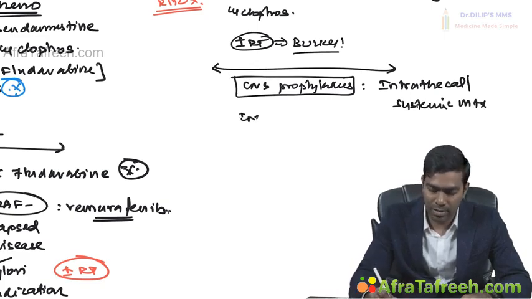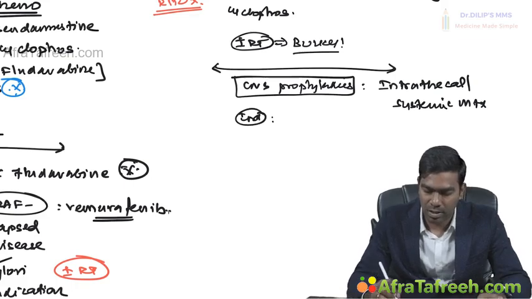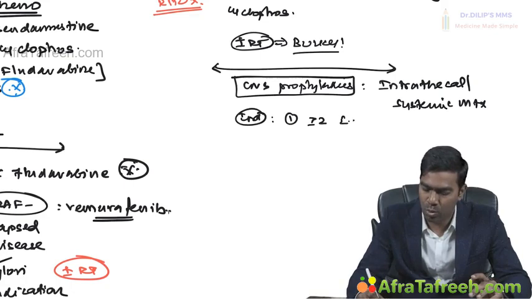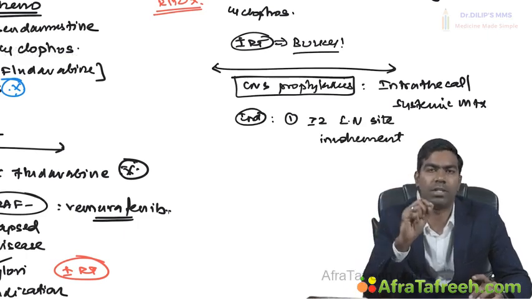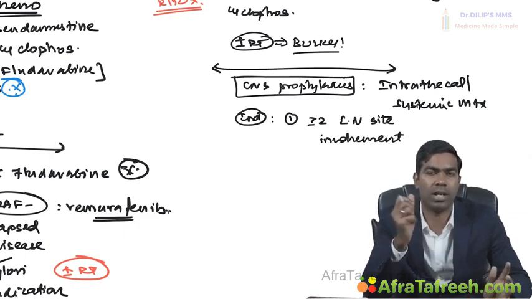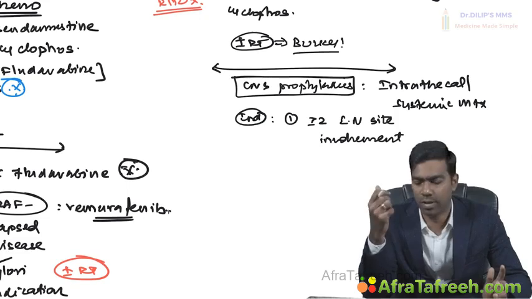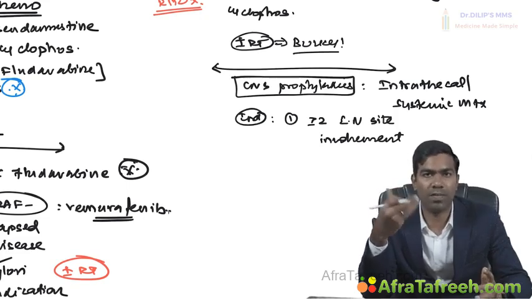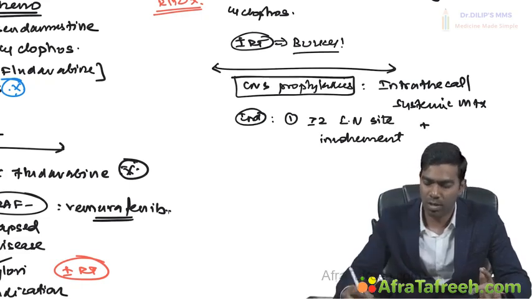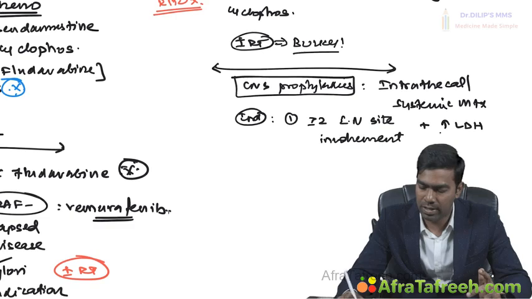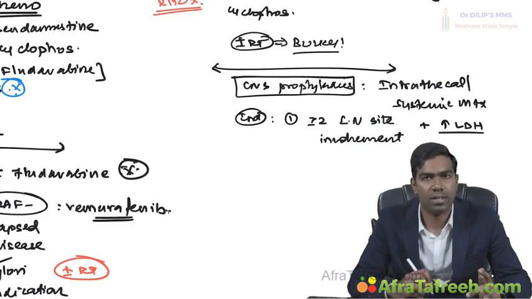So, what are the indications? The first indication is at least 2 extranodal site involvement. This is one of the important features of the IPI score. Sometime back, in the International Prognostic Index scoring, I had given that one of the important features is 2 or more extranodal site involvement. That's very important. Along with that, if you have increased LDH, definitely you have to give CNS prophylaxis.